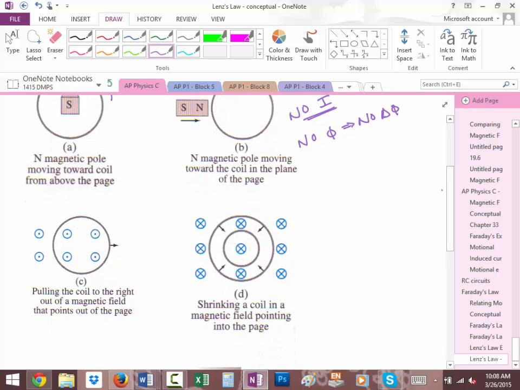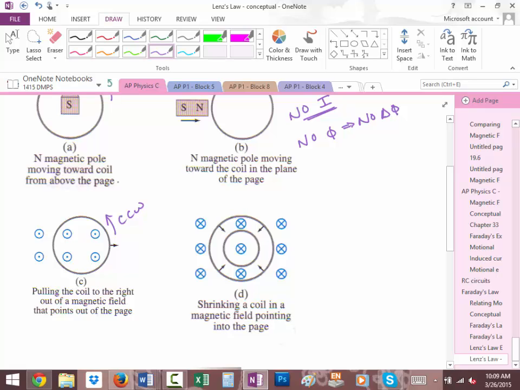All right, how about for C? You got counterclockwise. Counterclockwise? So this way. Let's reason that through. I just want to make sure I agree with you. We're pulling the coil to the right, so what's happening to the flux? Decreasing. It's going down. It wants more flux out of the page, so that means it's going to be counterclockwise. Yeah. And D?